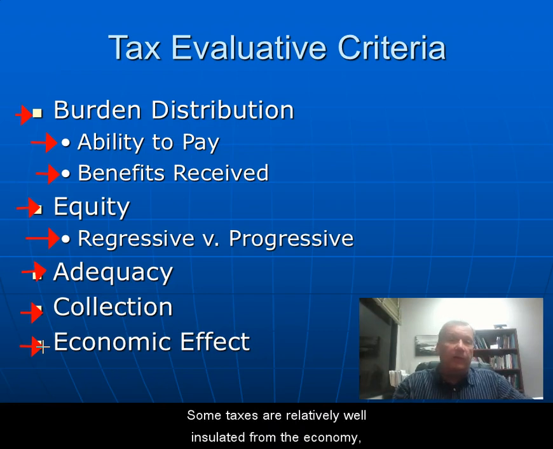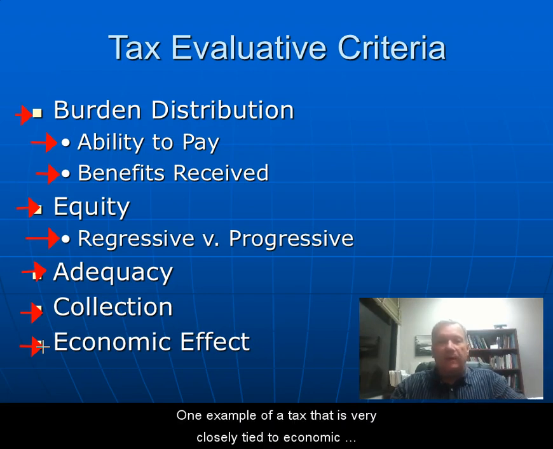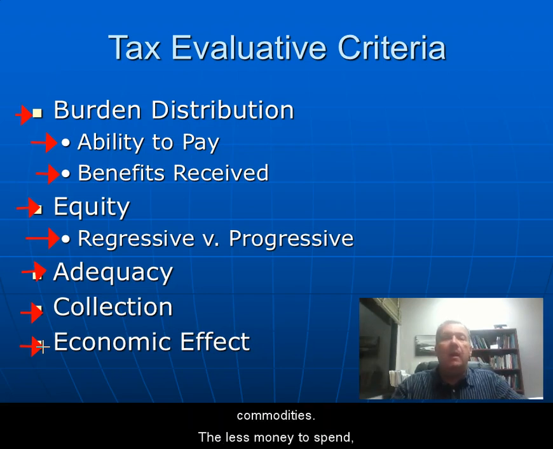Some taxes are relatively well insulated from the economy. Some taxes are very closely tied to economic fluctuations. One example of a tax that's very closely tied to economic fluctuations is, of course, the sales tax. As we have an economic downturn, that means there's less money out there for people to go out there and spend and to buy commodities. The less money out there to spend, the fewer transactions there are, the lower the amount of sales tax revenue we're going to get. You can contrast that to something like the property tax.